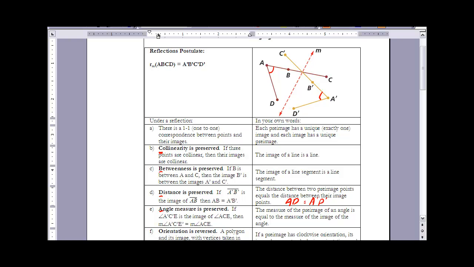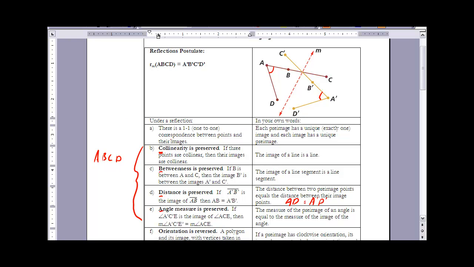Now, those four parts of the reflection postulate are the things that are preserved in all reflections. The way that we can remember that is A, B, C, D, these letters that I have underlined. A is for angle measure, B for betweenness, C for collinearity, and D for distance. Those four things are preserved in all reflections.